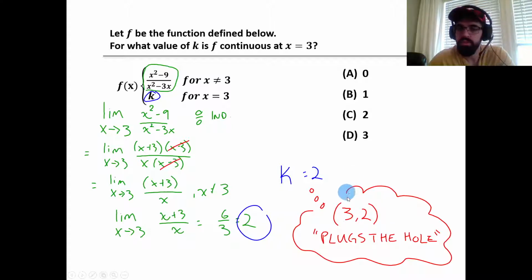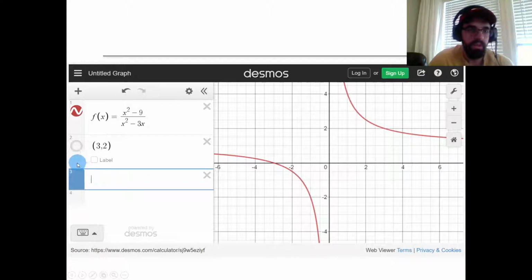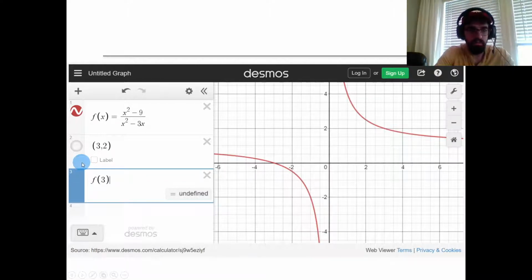So we have removable discontinuity. (3, 2) plugs the hole. So 2 would be the best answer for this one. Here's what the graph of that looks like. So we have f of x equals our function for all values except for 3. And if we check, we have a hole at x equals 3. I could type in f of 3 and we see that it is undefined.